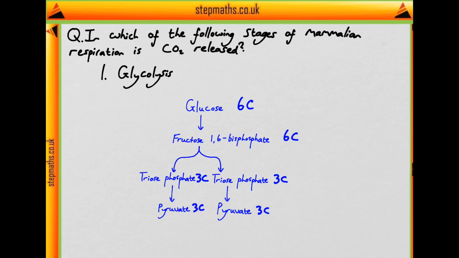And so we can see the change in carbon number is between these compounds, from a 6-carbon compound into 2 3-carbon compounds. However, these 2 3-carbon compounds are just formed by this 6-carbon compound splitting. And so no carbons are actually released as CO2. All of the carbons are still stored within the compounds, and so there is no release of carbon dioxide in glycolysis.